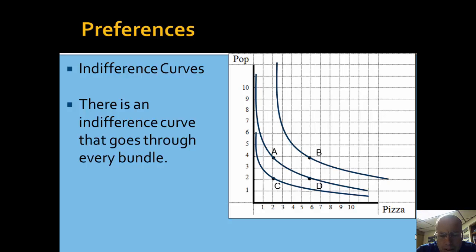Now, there's something that's important to recognize as we go through this, and that's that there's an indifference curve that goes through every bundle. Every bundle we might consider has an indifference curve that runs through it. There's an indifference curve that goes through A and D that we saw.